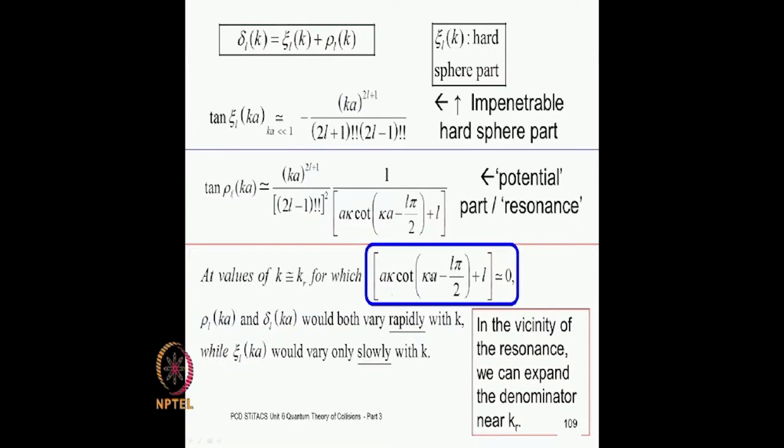So, you can expand this factor, the resonance condition, which is a function of k, in the vicinity of the resonance momentum kr, and you can expand this denominator near kr. So, let us do that. So, kappa square is equal to lambda 0 square plus k square. Lambda 0 square is the depth of the square well potential, the radial square well potential.